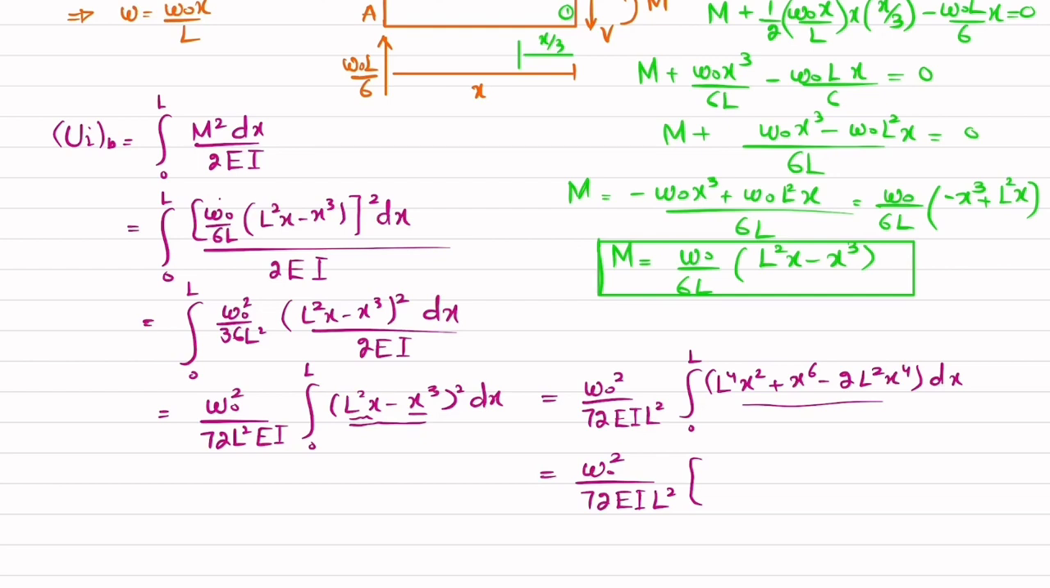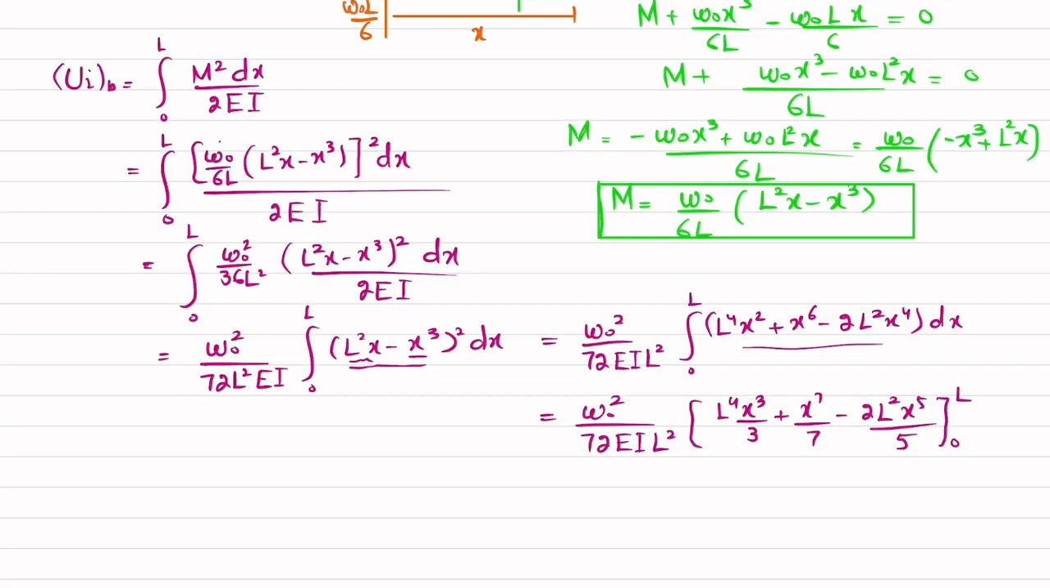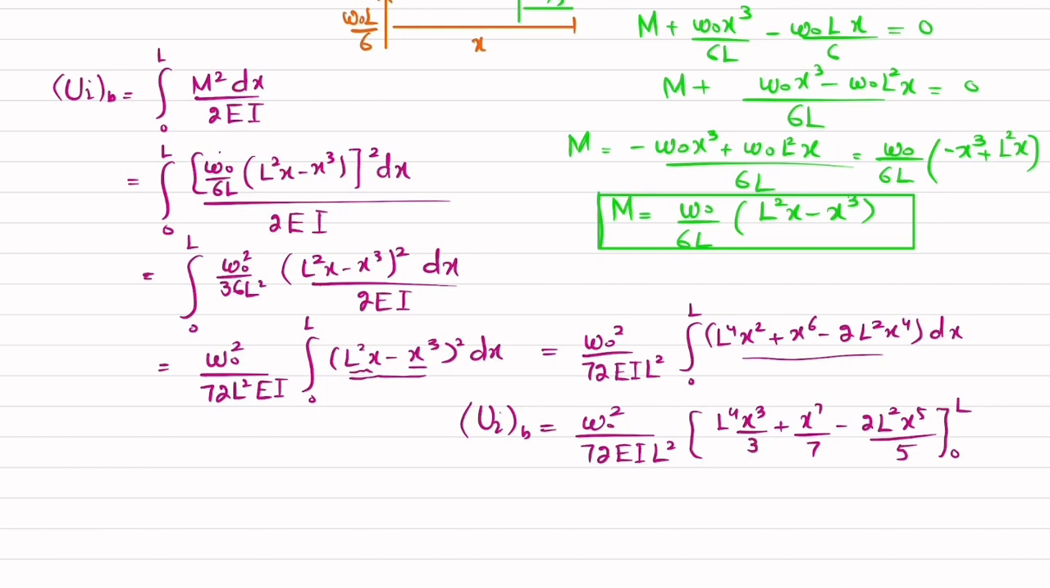Further simplify: W0 square over 72 EI L square into the integral of this term. So the integral of L4 X square will be L4 X cube over 3, plus the integral of X power 6 is X7 divided by 7, minus 2 L square X5 over 5, and the limit will be from 0 to L. That will give you the strain energy due to bending. So W0 square over 72 EI L square. Now if you put the limit L, it will be L4 into L power 3 divided by 3 plus L7 over 7 minus 2 L square L5 over 5.